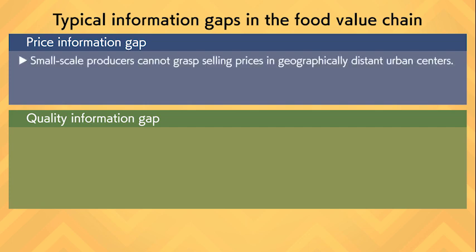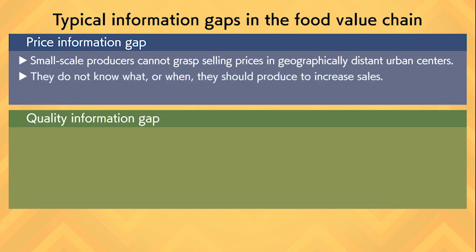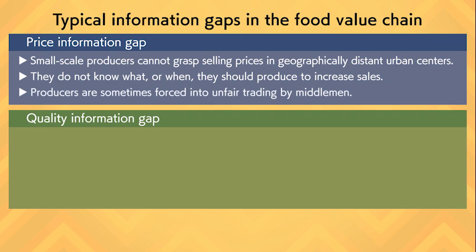In farming villages in most countries, producers do not know how much their produce is being sold for in urban markets or at stores. As a result, they do not know what or when they should produce to increase sales. Furthermore, middlemen sometimes use this situation to unfairly suppress the buying price from producers and keep the bulk of the profit for themselves.